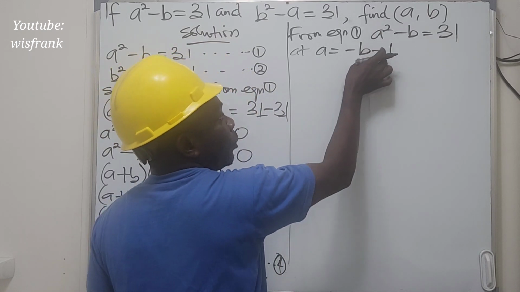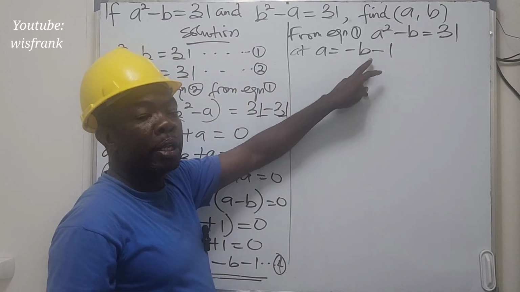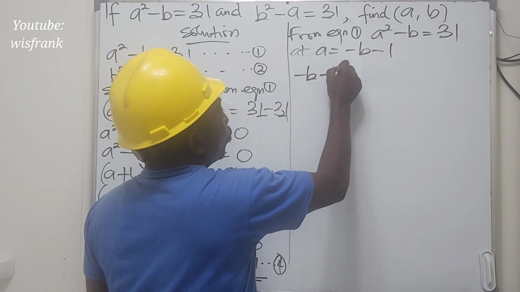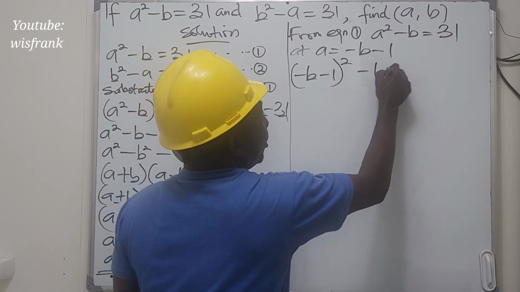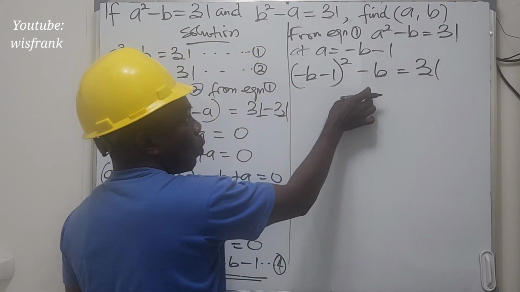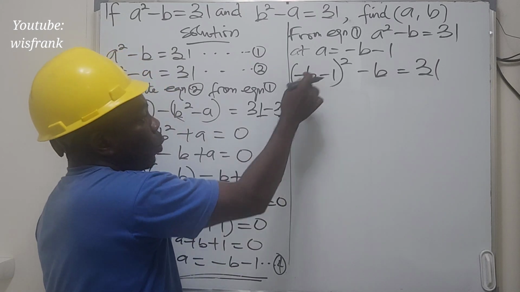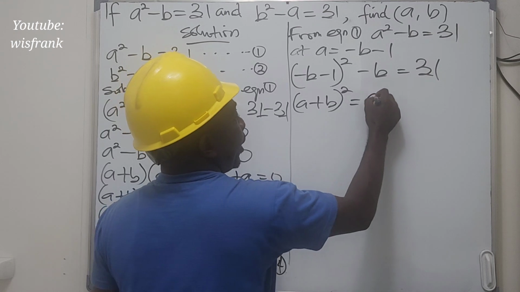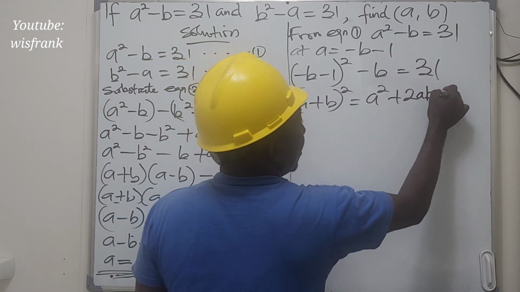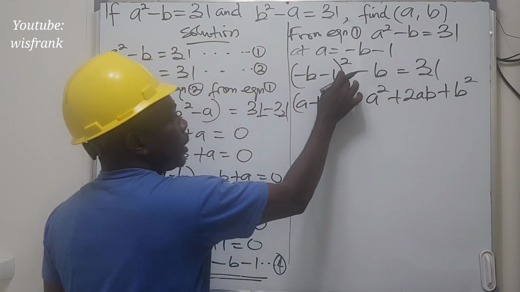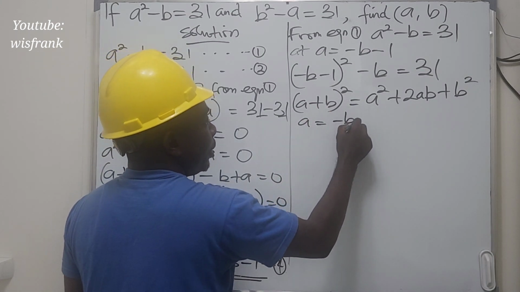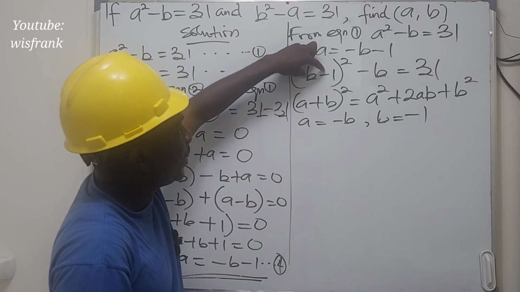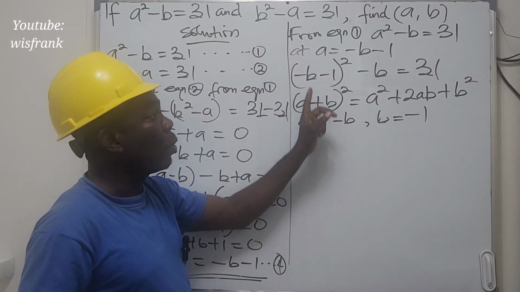Where we have a, we are going to substitute the value of a as minus b minus 1 into this equation 1. So we have here minus b minus 1 all to the power of 2 minus b equals 31. So this is what we have. For us to expand this, we recall that when we have a plus b all to the power of 2 equals a to the power of 2 plus 2ab plus b to the power of 2. In this case, our a equals minus b, then our b equals minus 1. So we are going to represent this in this format because this is the format we have here.